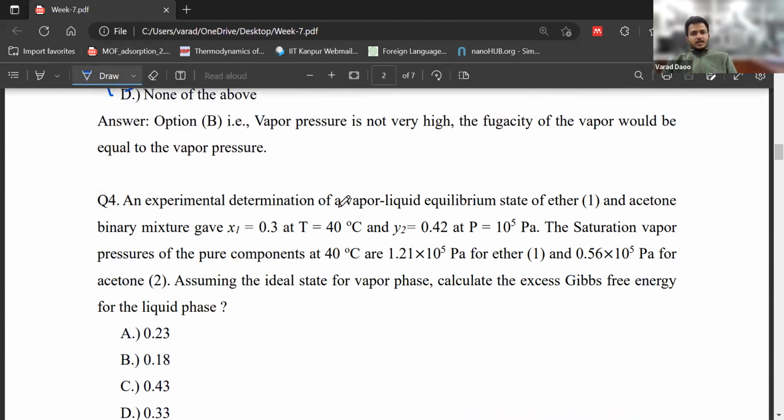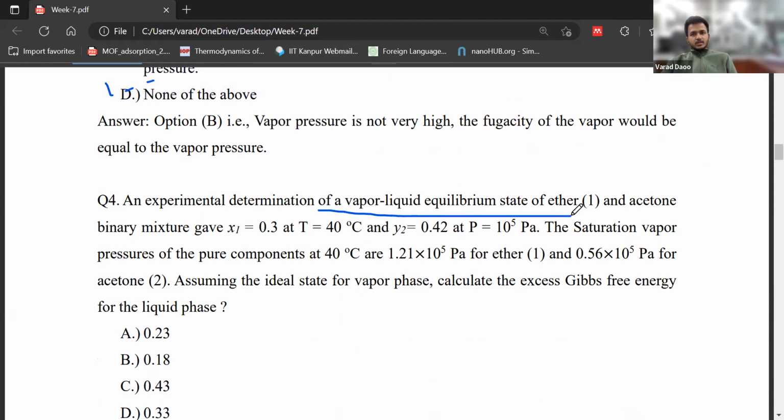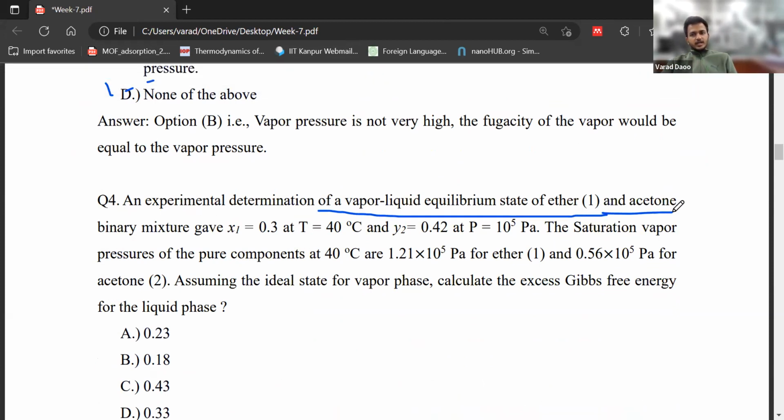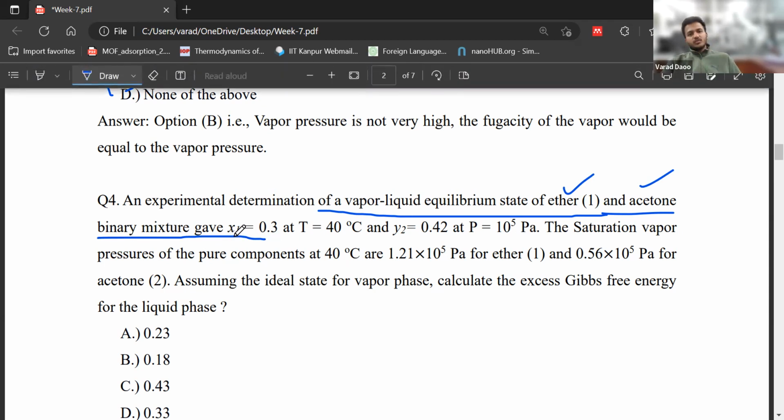An experimental determination of a vapor liquid equilibrium state of ether. So ether is component 1 and acetone is component 2. The more volatile is ether and less volatile is acetone. So we have a binary mixture. With x1, so 1 stands for ether. This is the mole fraction of ether in liquid phase, which is 0.3 at this condition of temperature, and the corresponding vapor composition of acetone is 0.42 at this pressure.